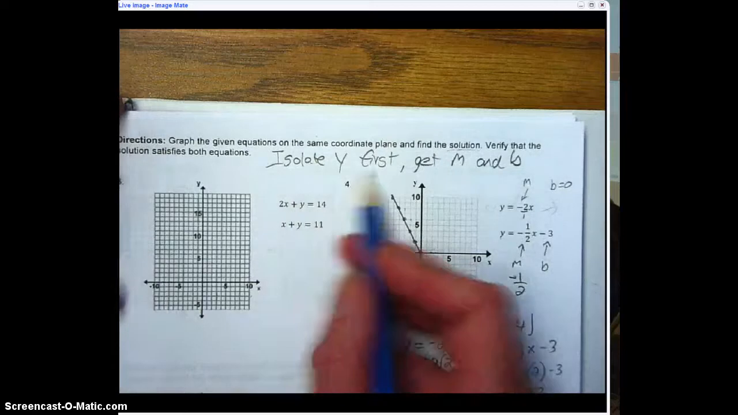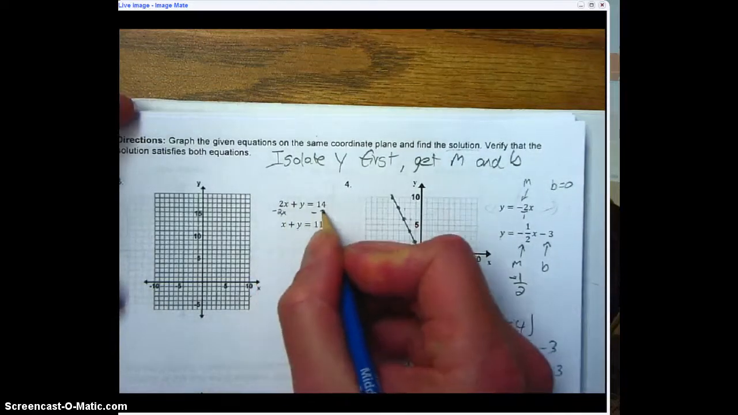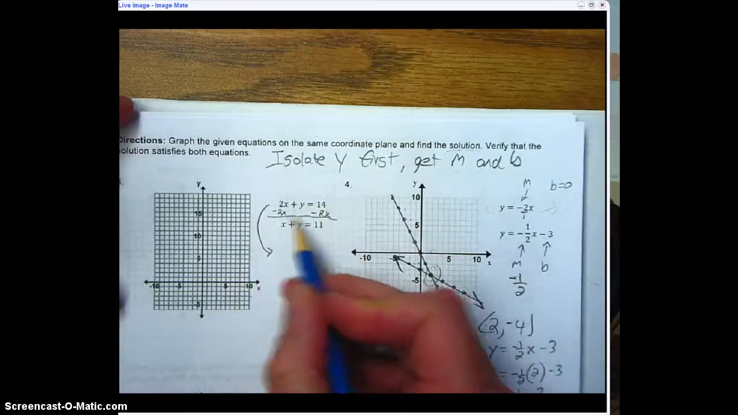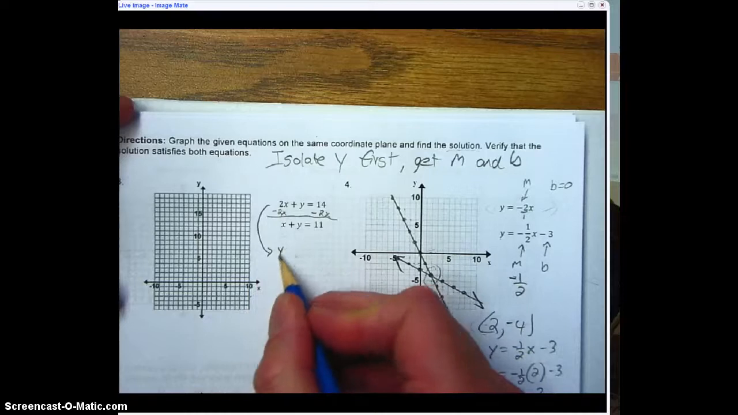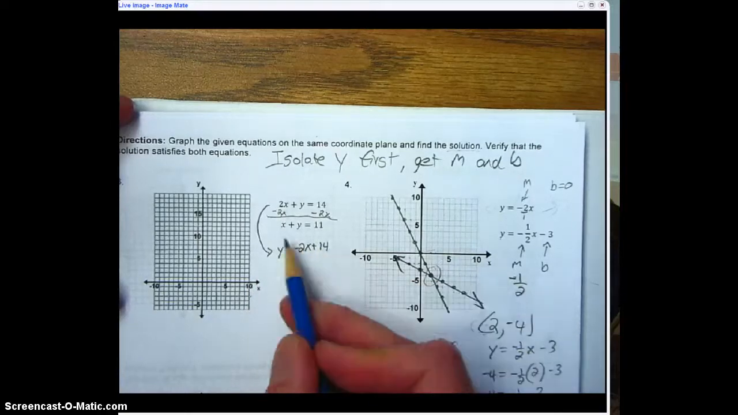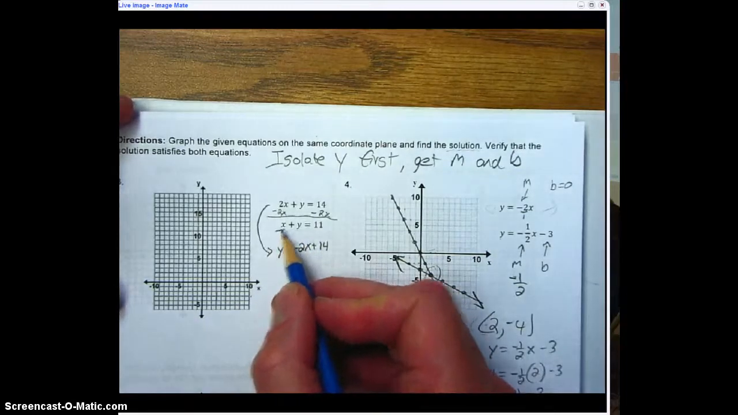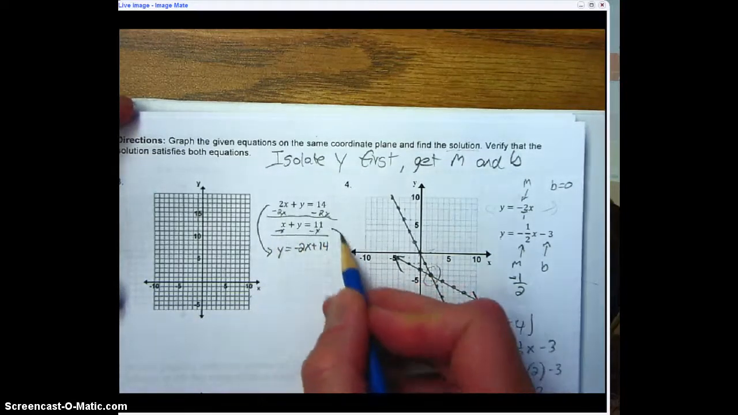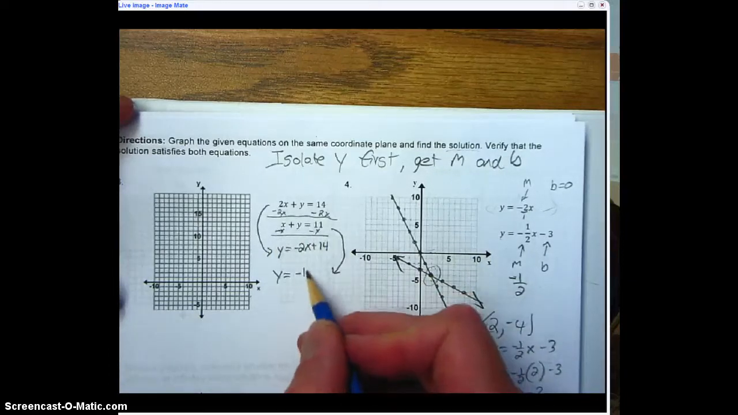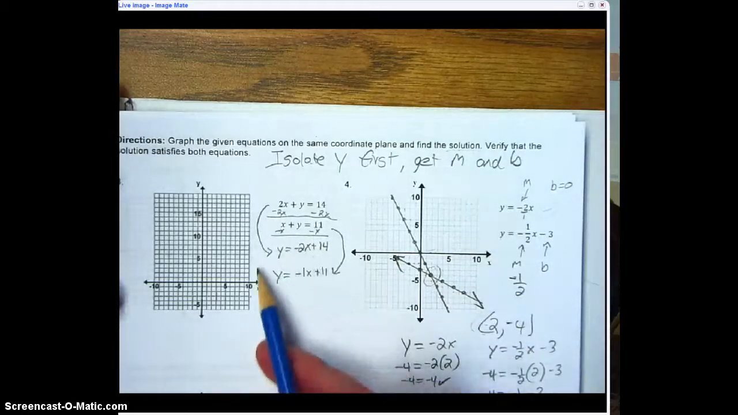So now since we have to isolate y first, clearly in this equation you've got to subtract 2x from both sides, and then just rewrite it down here. And when I subtract 2x, you get y equals -2x plus 14. And now y is by itself. And for the bottom equation, you need to subtract x from both sides. And if I rewrite that here, I get y equals -1x plus 11. Now we're going to graph these two on the same coordinate plane.